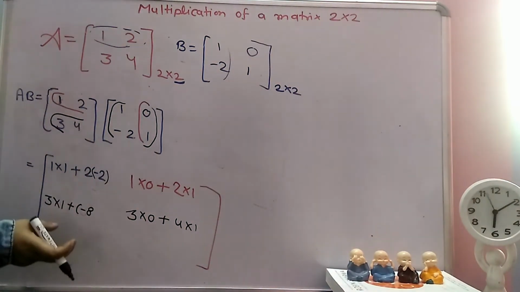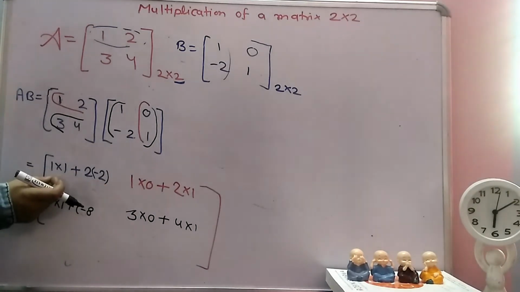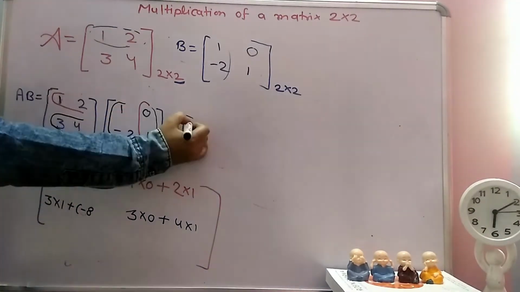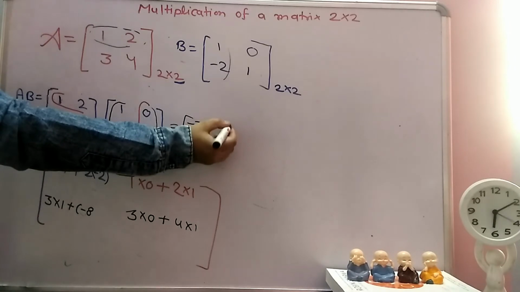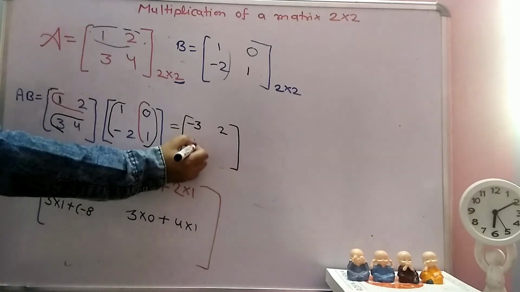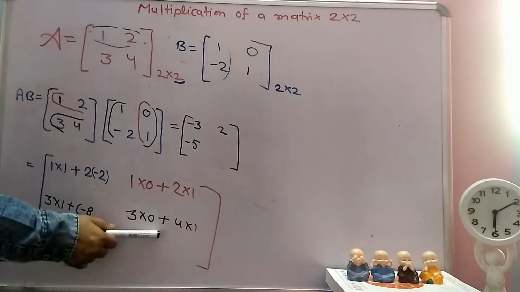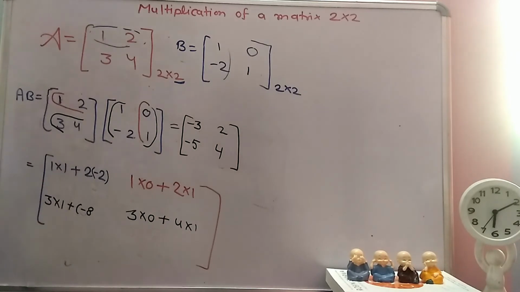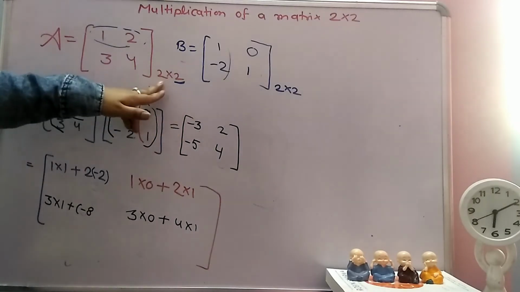Okay. So now we get the final answer. 2 multiplied by minus 2 is minus 4, plus 1 equals minus 3. Okay. This is 2 plus 0, 2. Final answer. Minus 8 plus 3, minus 5, and 4 into 1 equals 4, plus 3 into 0 equals 0. Here we write 4. Okay, this is your answer, and we get the matrix which is also a 2 cross 2 matrix.